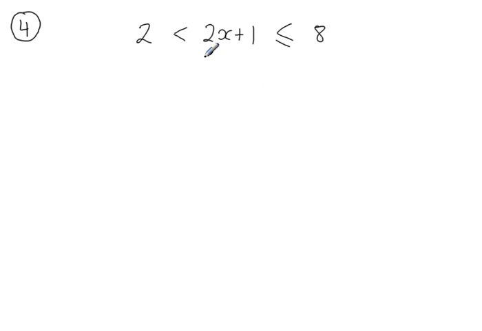Okay, the way to read this one is that 2x plus 1 is greater than 2, and 2x plus 1 is less than or equal to 8. And you'll notice that for both of these, I started with what's in the centre, 2x plus 1. So first step, I subtract 1 from all three of these, to get rid of that 1. So minus 1 here, here, and here. That gives you 1, that leaves 2x in the centre, and 7 here.